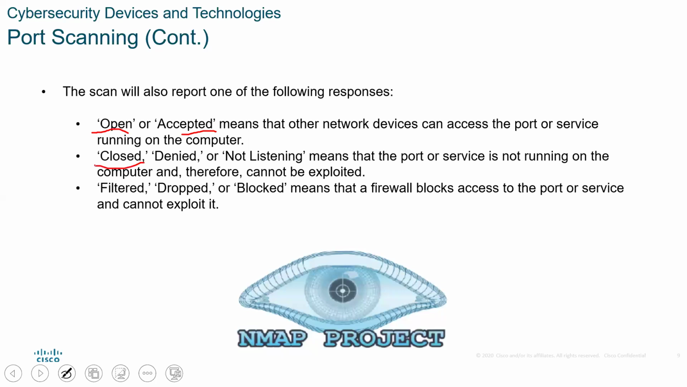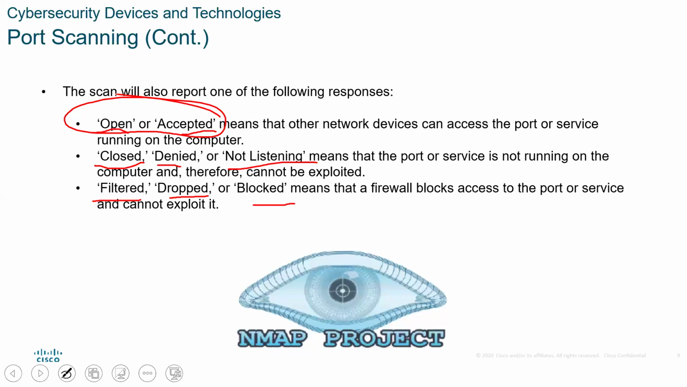Then it will show you the one that is closed or denied. Or sometimes it says not listening, which means that the port or service is not running on the computer, therefore cannot be exploited. Then it shows you the one that is filtered, which means dropped or blocked, that the firewall blocks access to the port or service and cannot be exploited. So usually when hackers use this application, they're looking for a port that says open or accepted. It's like a thief that wants to come to your house, you look for a window that is open or a door that is open, and it will be easy for him to enter. But if all your doors are closed or locked, it will be difficult for him to enter.